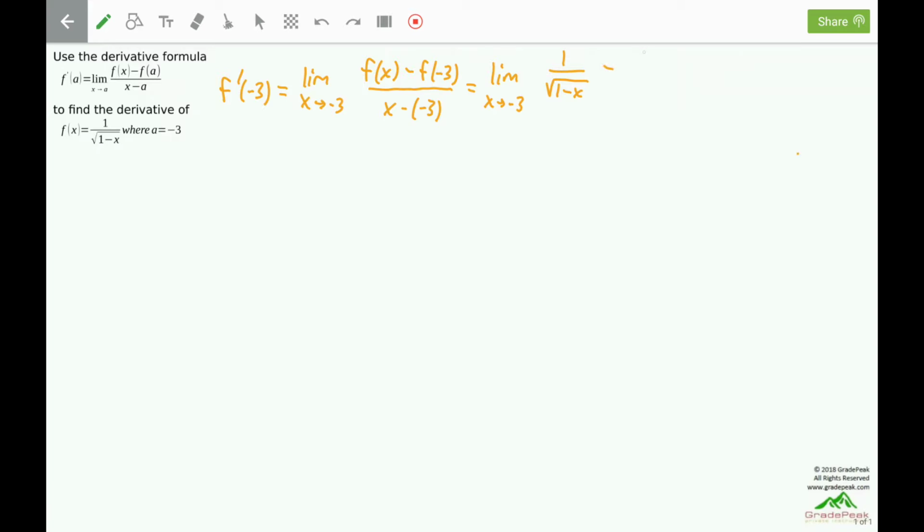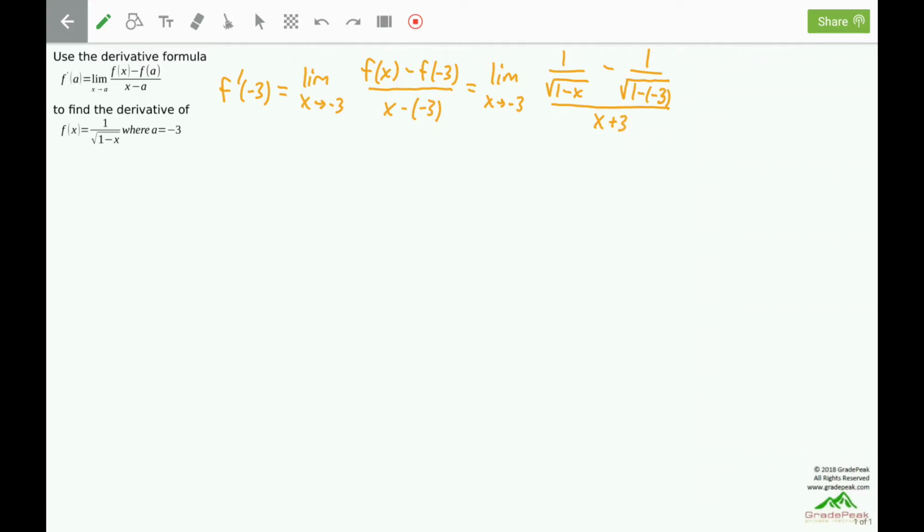Subtract f of negative 3, which means f of x with a negative 3 plugged in for every x. So 1 over the square root of 1 minus negative 3. And then all this over x minus negative 3, which is the same thing as x plus 3.